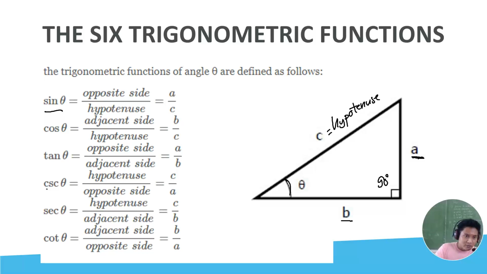As you can see here, the cosecant is equal to 1 over sine theta. Kaya kung makikita nyo dito sa solution, it is just equal to the hypotenuse over the opposite side, C over A. So, reciprocal lang ng value. Same for secant, 1 over cosine, and cotangent is 1 over tangent theta. So, that's it.